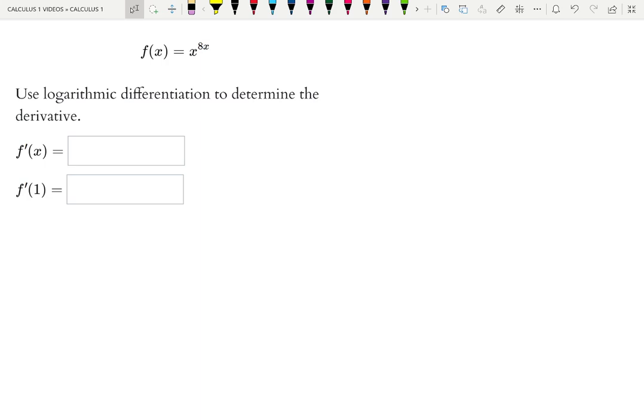In this example, let's differentiate the function x to the 8x. Remember, this case requires logarithmic differentiation because you need to learn how to distinguish it from cases of polynomial function.